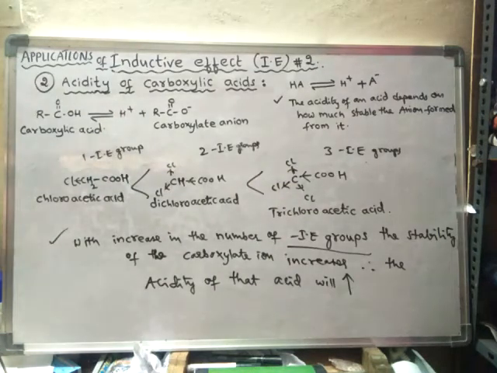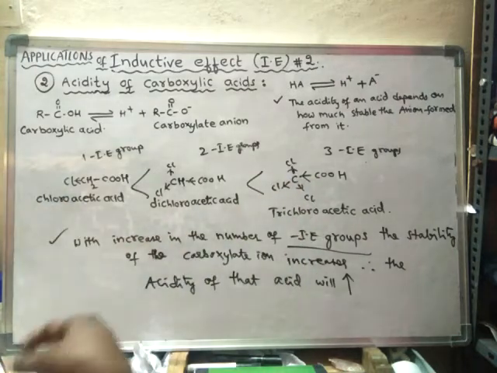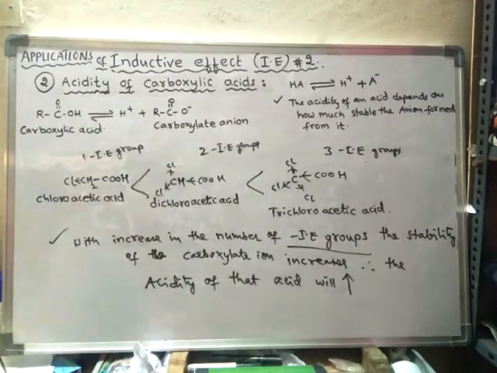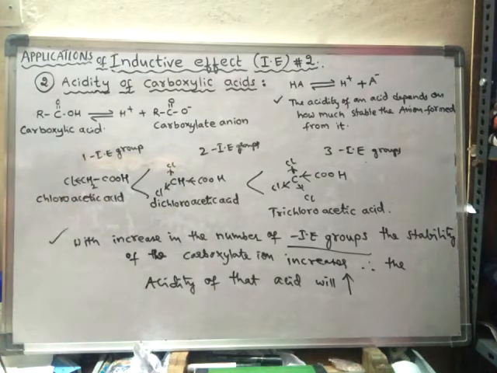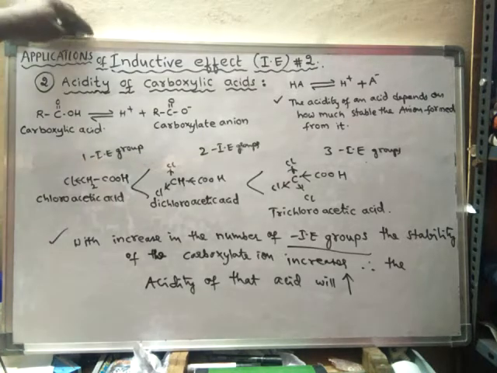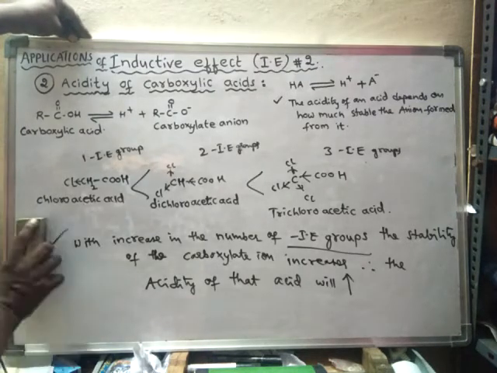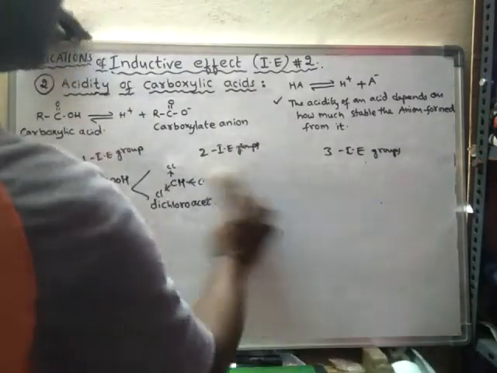Due to the presence of more minus I effect groups, the anion formed from this acid will become more stable. Hence this particular acid is more acidic than this one, and this is more acidic than this one. So with an increase in the number of I effect groups, the stability of the carboxylate ion increases, therefore the acidity of that acid will increase. Now we will compare the acids.